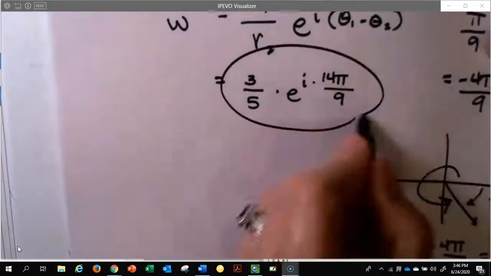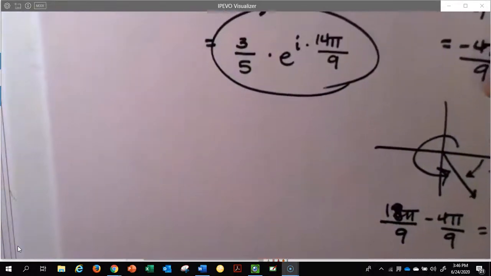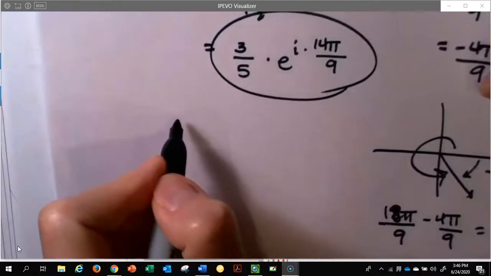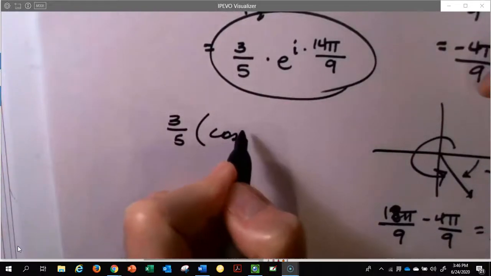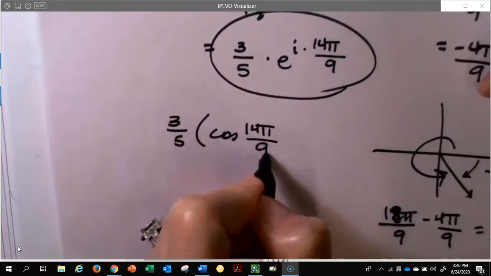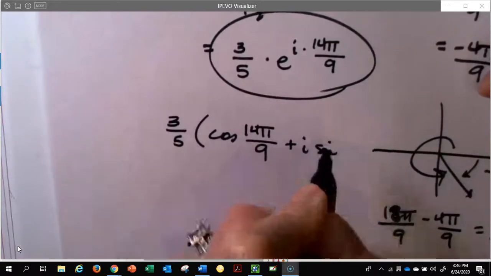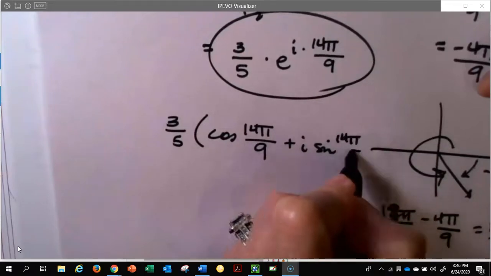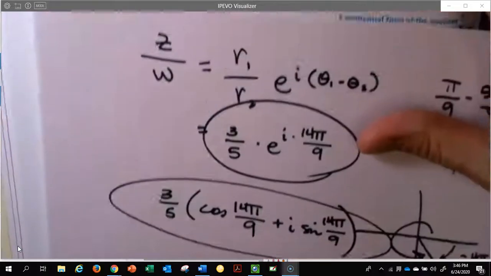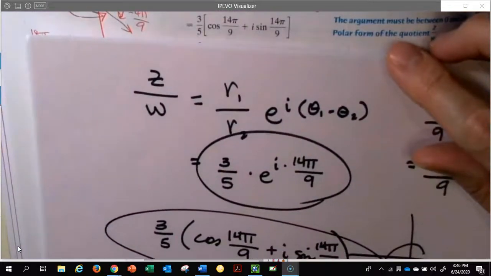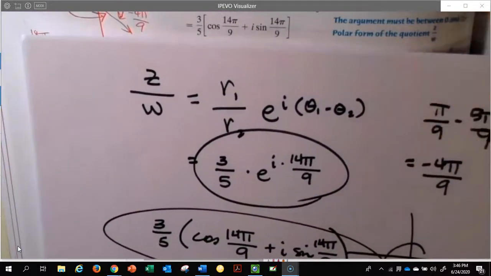Either way we go, we have an exponential form, and now to get to polar, I need to put my r times my cosine of my theta plus i times sine of my theta. So hopefully we match what they have in the book. It's always exciting when that happens. We have what they have.